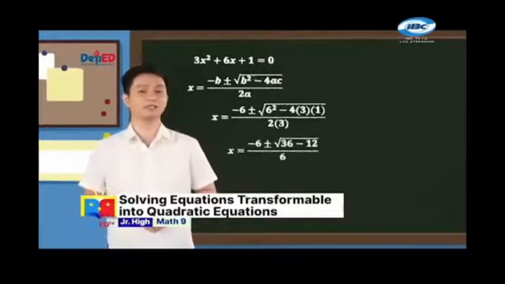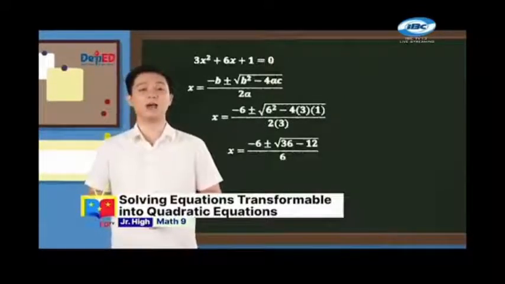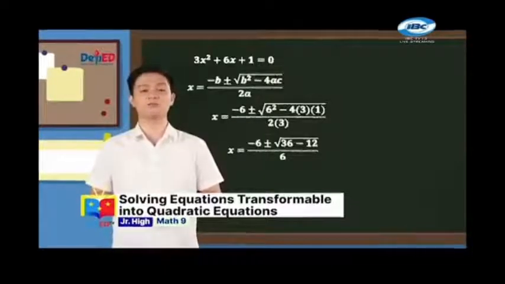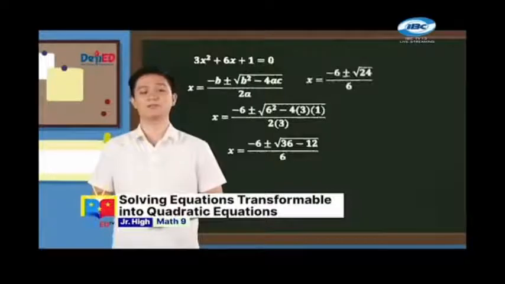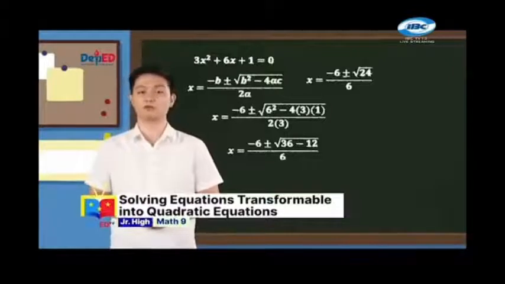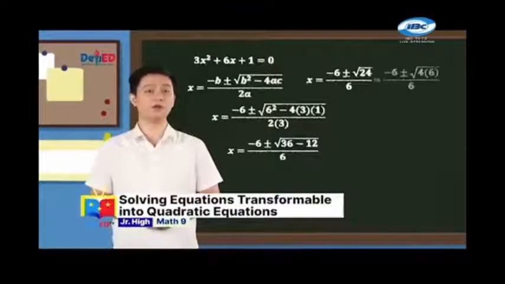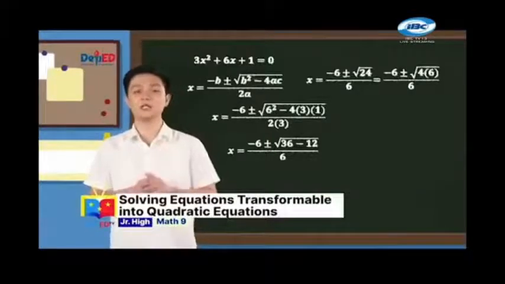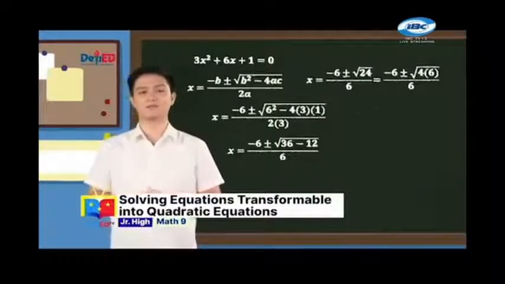x must be equal to the negative of 6 plus or minus the square root of the expression 36 minus 12 all over 6. x should be equal to the negative of 6 plus or minus the square root of 24 all over 6. 24 can be expressed as the product of its largest perfect square factor, which is 4, and 6.